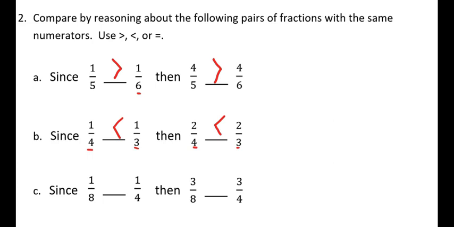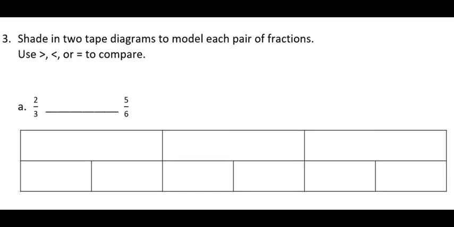In question C, I'm comparing 1/8 to 1/4. 8 is bigger than 4, so I've cut my whole into 8 pieces compared to cutting it into 4 pieces. The 1/8 would be smaller than the 4ths. That means if I have 3 of each piece, my 8ths will still be smaller than the 4ths. 3/8 is less than 3/4. We're going to continue with comparisons in this section.